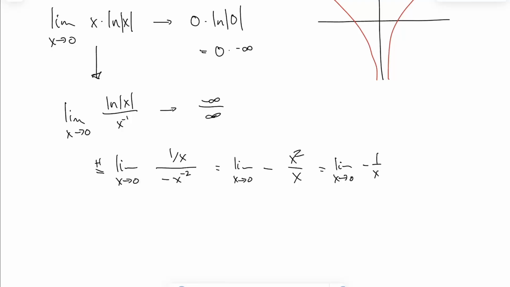And what's that limit? This limit does not exist. If you plug the 0 in, you get 1 over 0, which is a DNE. So this limit is like, well, it's like negative infinity, but I'm just going to say the limit does not exist, because this is a 1 over 0 now.